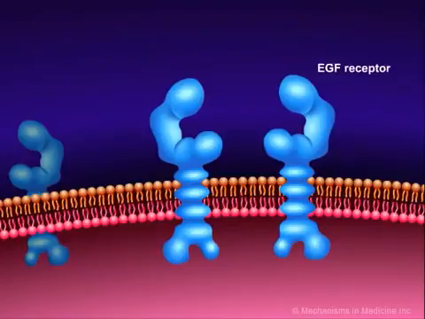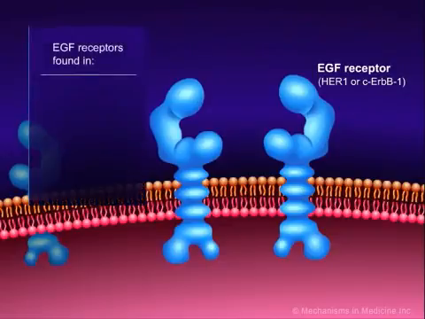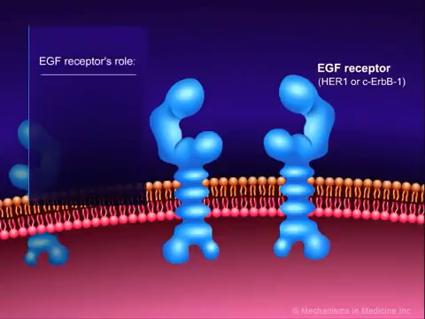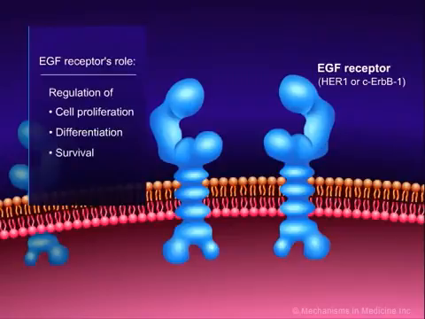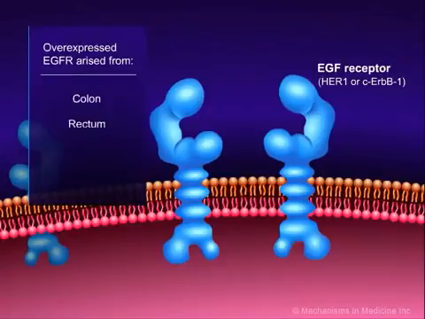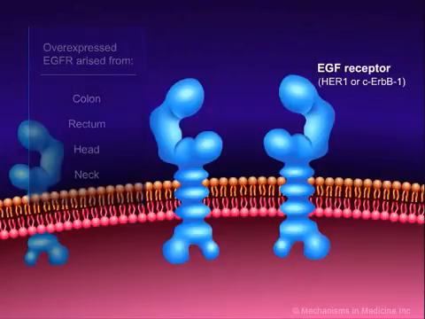EGF receptor, also known as HER1 or ERB1, is a member of a subfamily of type 1 receptor tyrosine kinases. These receptors are found primarily in the membranes of normal epithelial cells from skin, breast, colon, and lung, amongst others. EGF receptor and its ligands play an essential role in the regulation of cell proliferation, differentiation, and survival. EGFR is overexpressed in tumors arising from the colon, rectum, and head and neck, to name a few.